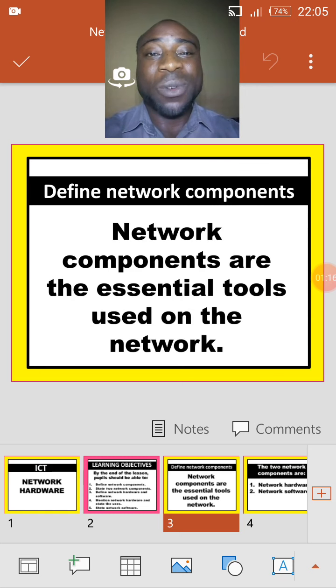Alright, what do we mean by network components? We can say network components are the essential tools used on the network. Let me repeat it again. Network components are essential tools used on the network. What this simply means is that all the tools, whether hardware or software, that can be used on the network are called network components because they are very important. Without, for example, maybe the hardware or the software, the two computers will not be able to connect. So that is why we call it network component.